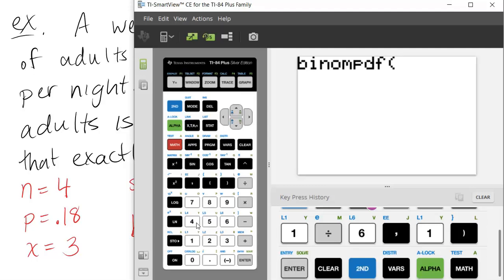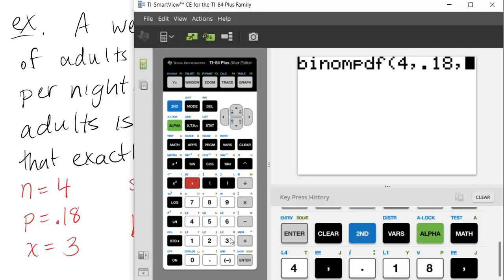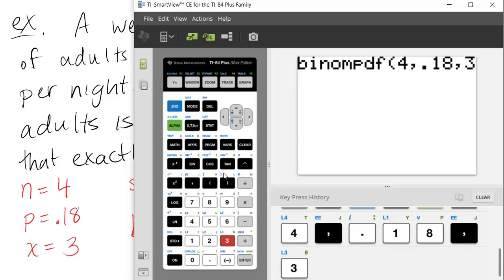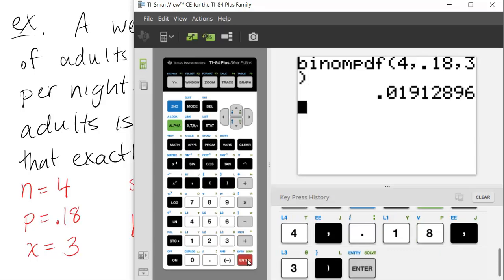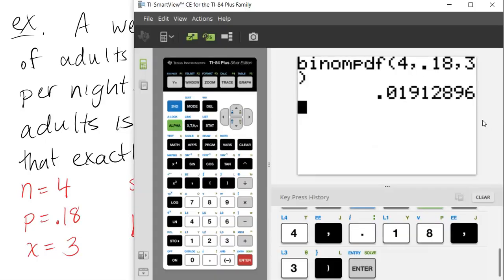I can see our inputs off to the left. It was 4, 0.18, 3. Close the parentheses. And I get an answer of about 0.01913 if I round to 4 significant digits. 0.01913. The 3 comes from rounding up. Let me put that output back on the screen here. The 8 would round that up. If you accidentally rounded that down, I wouldn't count it wrong because I'm going to require that you show me this input.